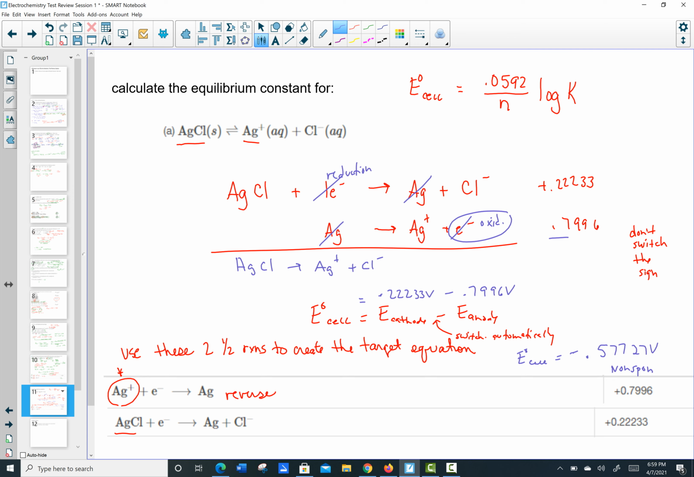What else do we need to know? Well, we need to know n, the number of electrons, which we can see from our two half reactions is 1. 1 electron lost, 1 electron gained. So we have what we need to just plug in and solve for K. The value of E cell as a negative 0.57727 volts is 0.0592 over 1 times the log of the equilibrium constant. Solve for K.